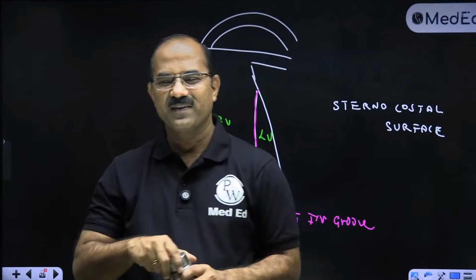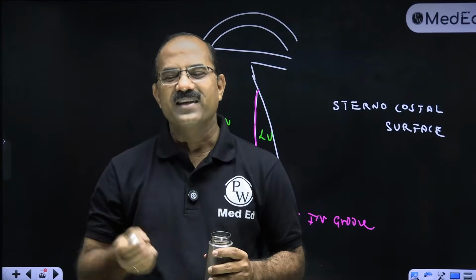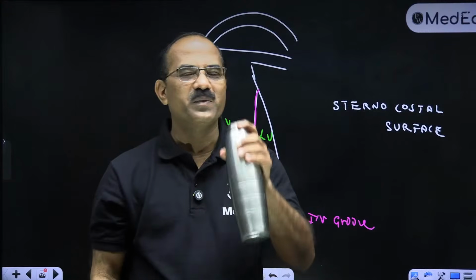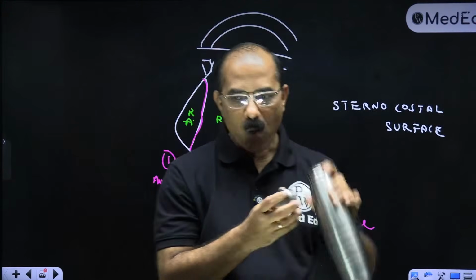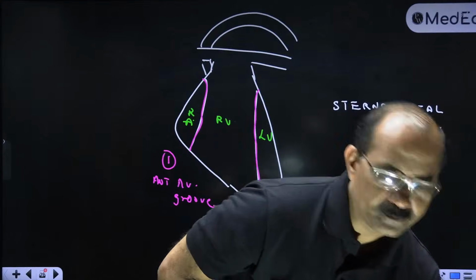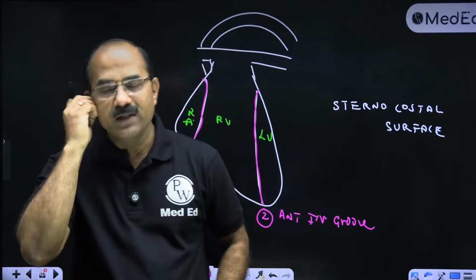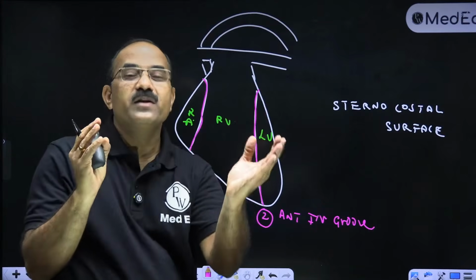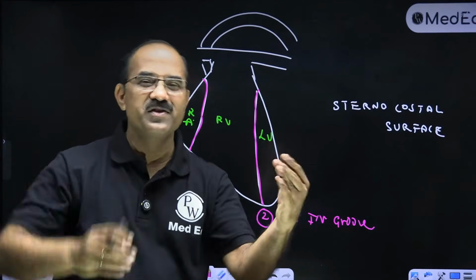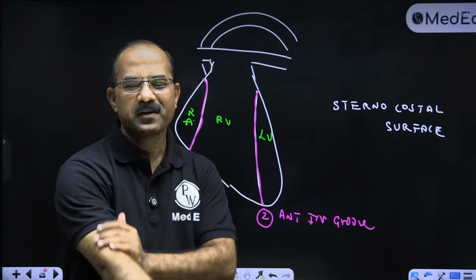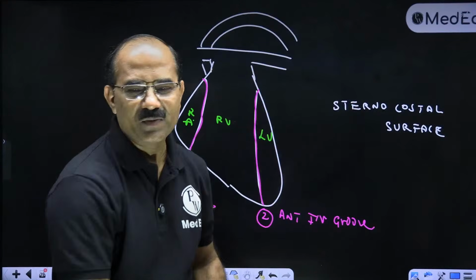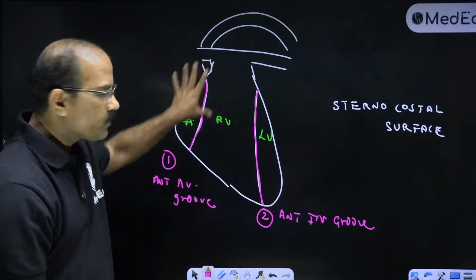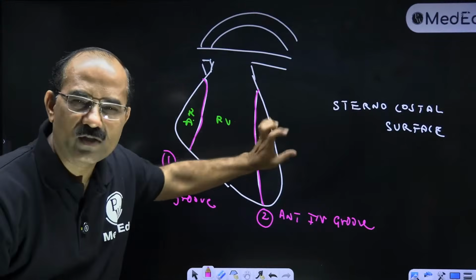Yes Akshat, it's the posterior atrioventricular groove. We'll see this. See, this is how the level of MCQ changes between first year and NEET PG. Understand? Posterior atrioventricular. Yes, very good. Richa, fine. What surface is this? The sternocostal surface of the heart.